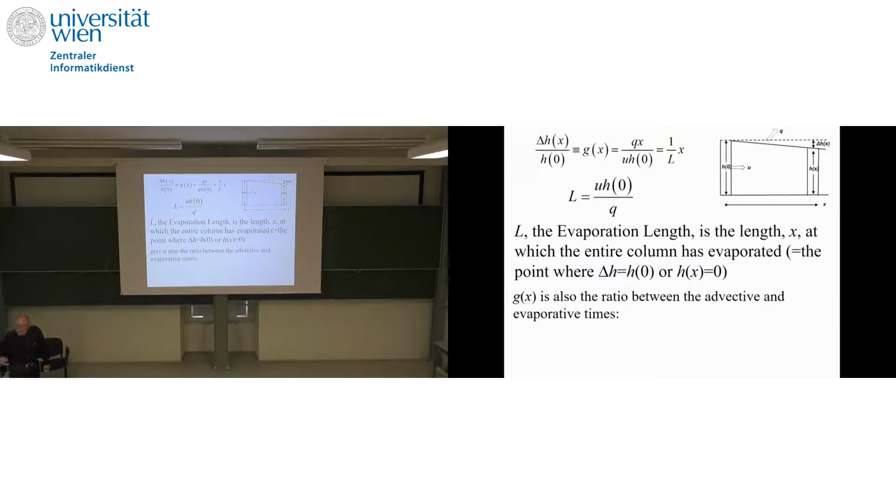But you can also think about this function G as the ratio between two times. You can think about it as X over U divided by H over Q, which is the time of advection, divided by the evaporative time, the time it takes to evaporate the column of water. Whichever way you look at it, this G or this L, they are very intuitive once you think about what happens: you go, you evaporate.